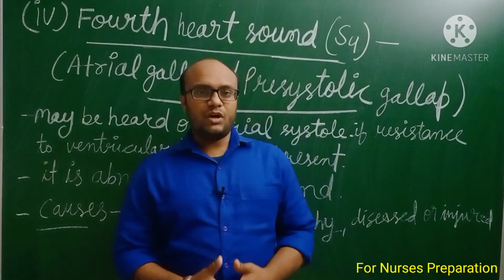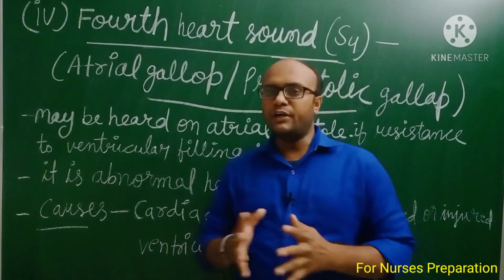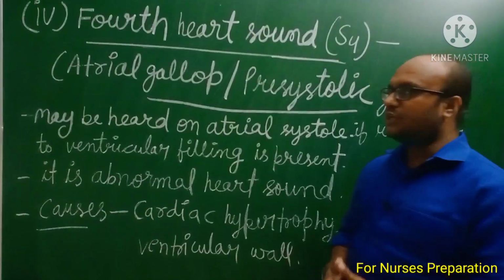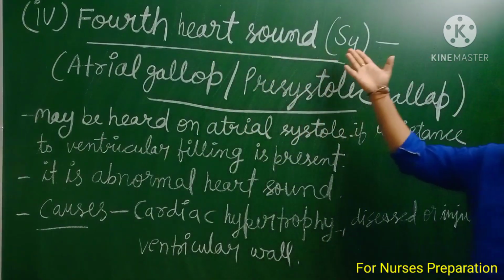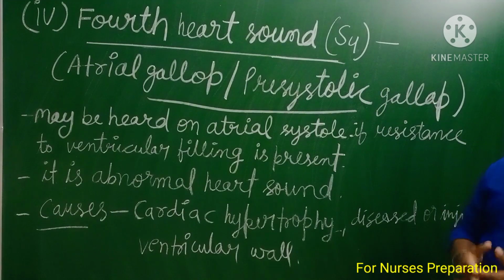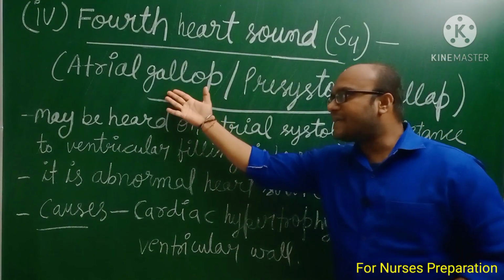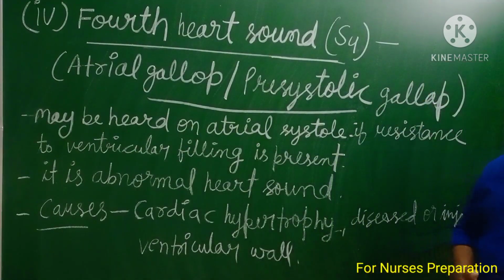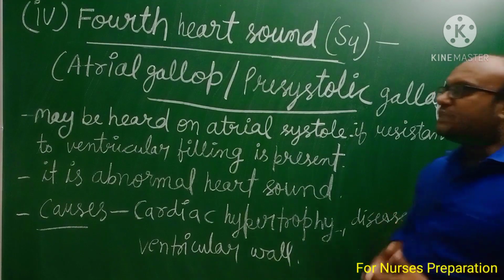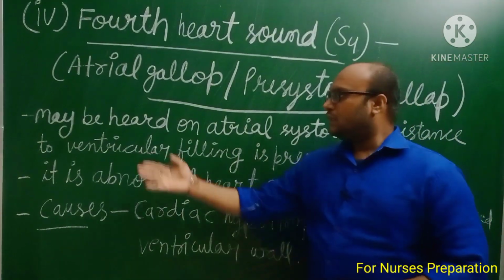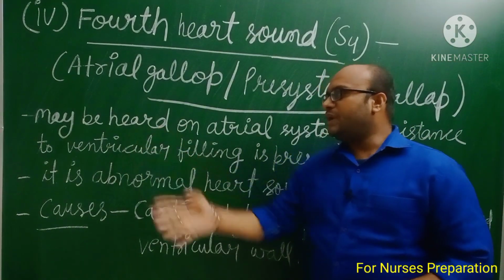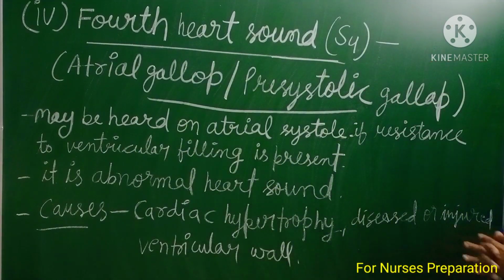Now let's discuss the last heart sound, that is the fourth heart sound. It is also known as S4. We can call it the atrial gallop or pre-systolic gallop. Now let's talk about how these sounds are produced. The S4 sound may be heard on atrial systole if resistance to ventricular filling is present.